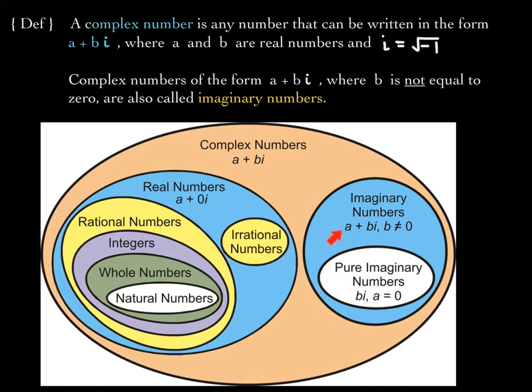If a is 0, then it'll be 0 plus 5i, or 0 plus 7i, or 0 minus 2i. If this first term is 0, you call it a pure imaginary number. When a is 0, all you have left is bi, the imaginary part, and so it's called a pure imaginary number. Now, if you take all of your real numbers and all of your imaginary numbers together, you have this larger number system called the complex number system.